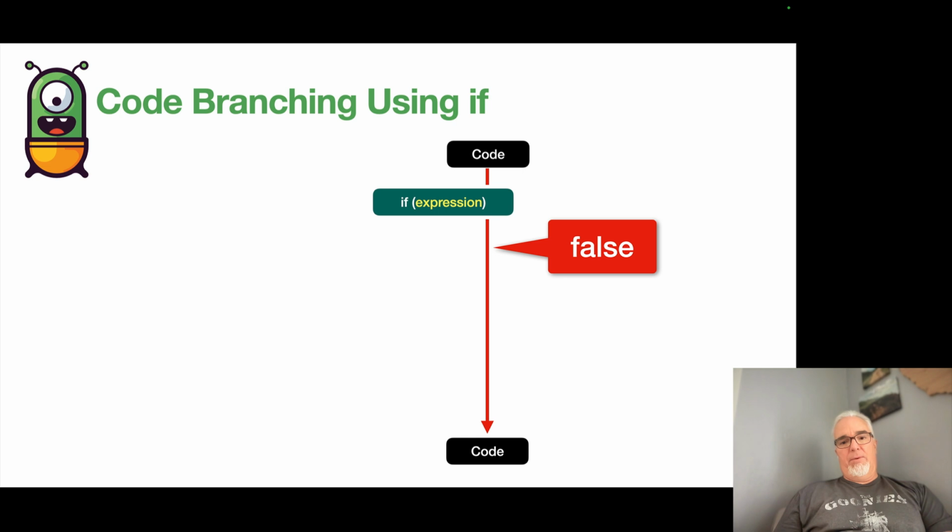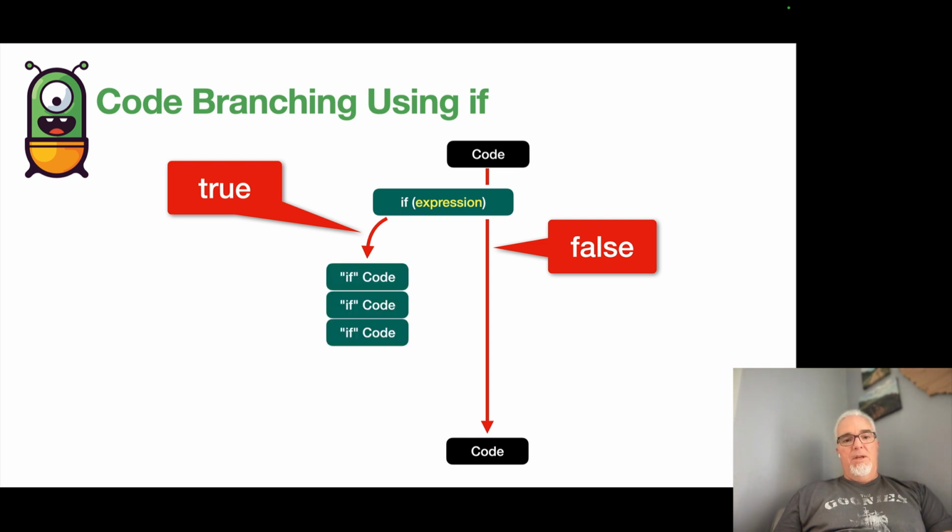executes just like it normally would. It goes to the next line after the curly braces. But if the expression is true, then something else happens. Then it follows the code that we have in the curly braces, and it'll execute whatever code that is. It can be 1 line or it could be 100 lines.